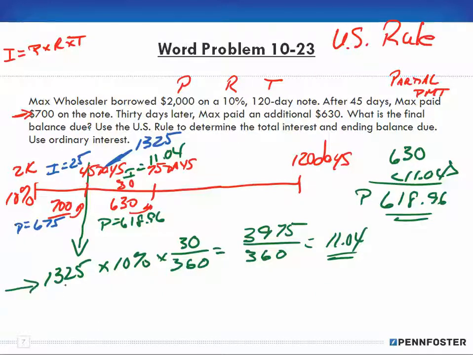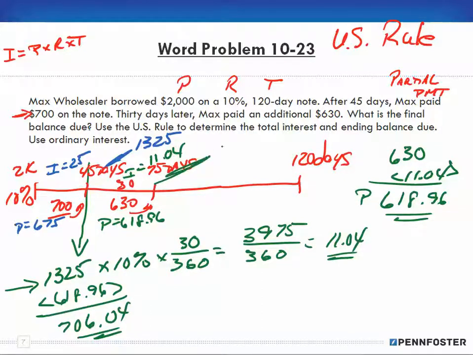And since our new adjusted balance was $1,325, we have to subtract the $618.96, right? Because that's going against the principal, and that gives us a revised adjusted principal balance of $706.04. Okay, so right here at day 75, our principal now is $706.04. Okay, pause the video, write all of that down because I have to erase it.